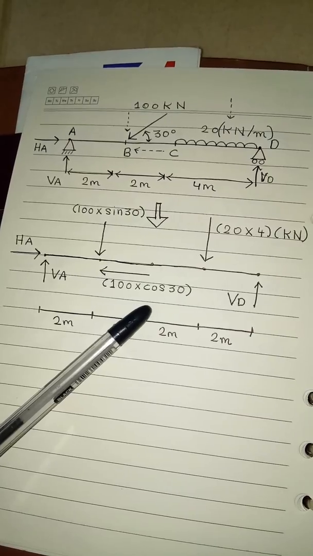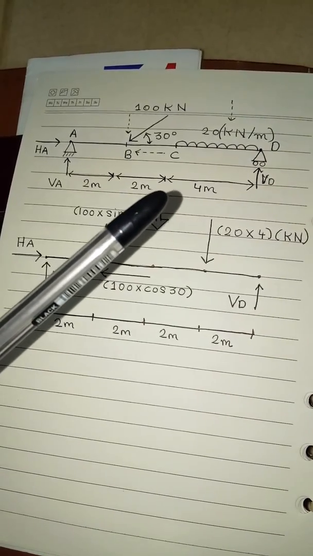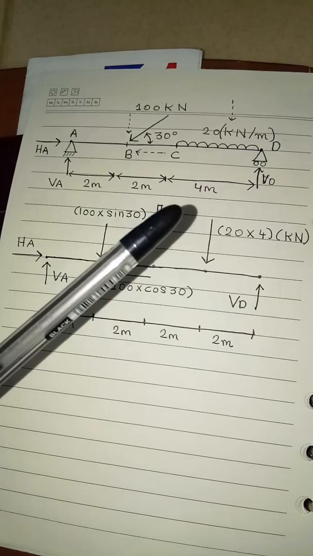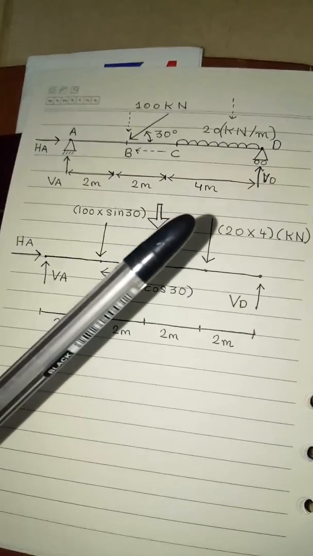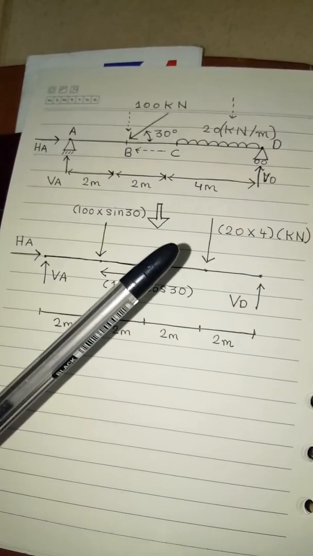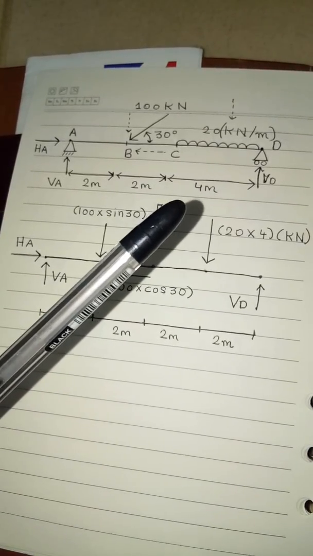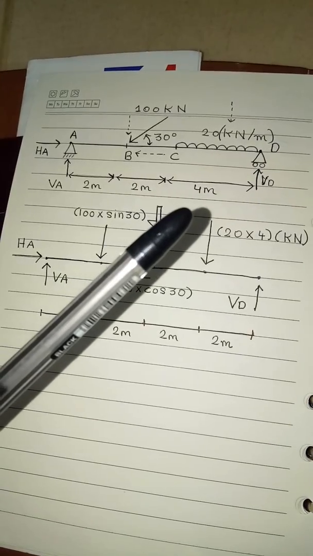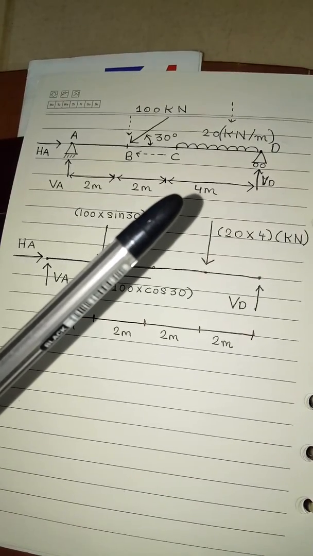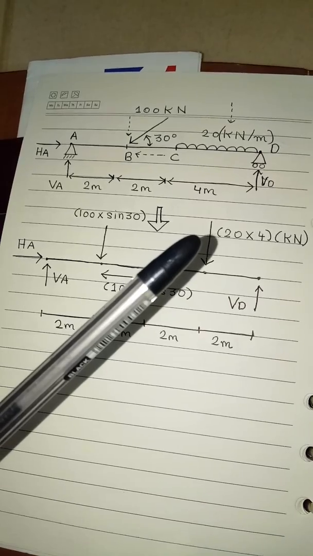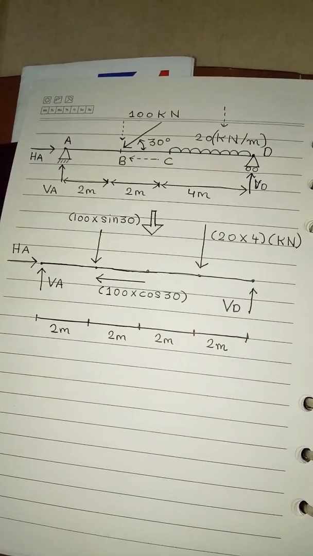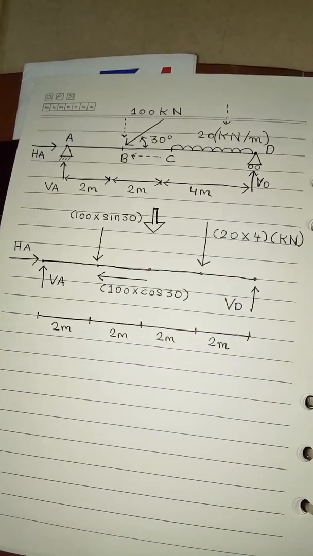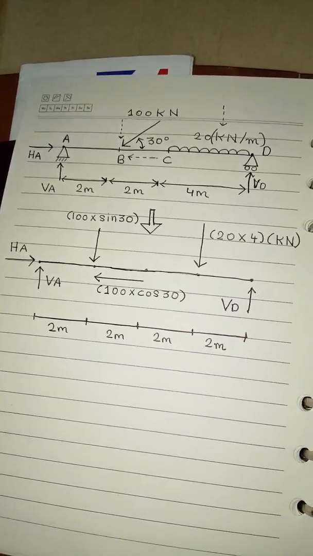At the same time, you can see the UDL, which was acting between C and D, has been converted into a point load by using the formula 20 into 4, where 20 is the uniformly distributed load intensity and 4 is the span. So here it has become 20 into 4, which is an 80 kilonewton point load. Now I'll explain how I can calculate the reactions. So now I'll focus on the calculation part.